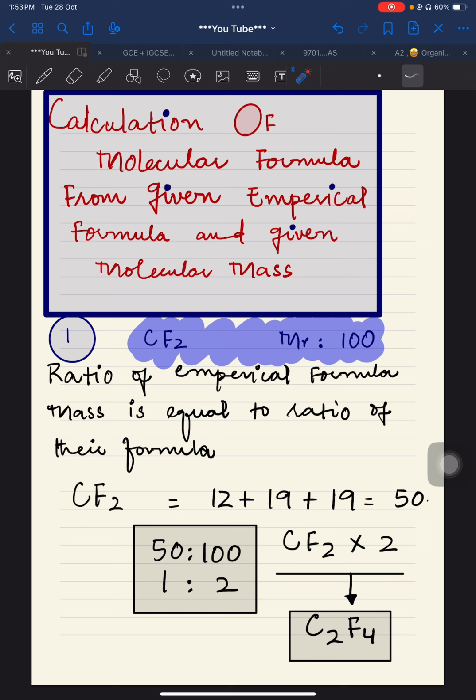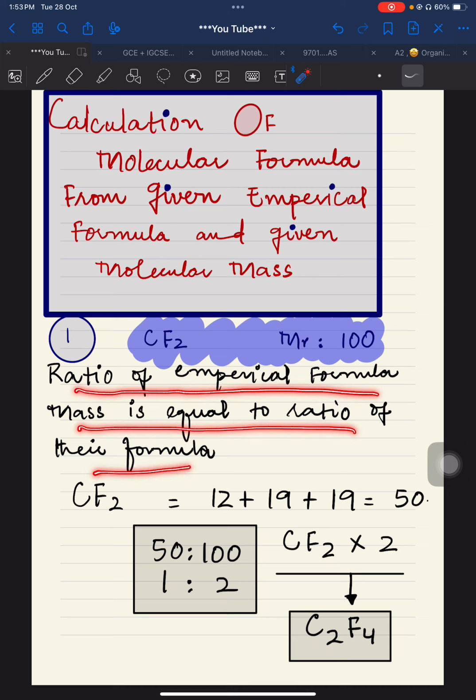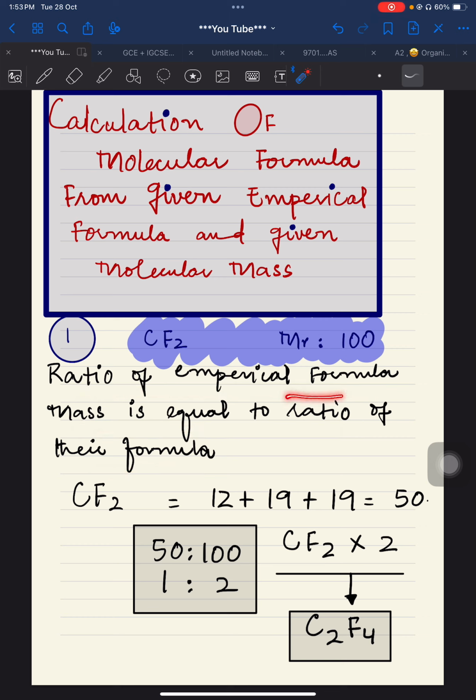Here, number one example is CF2 and the Mr value is 100. Now, what is CF2? CF2 is the already calculated empirical formula. Next, the point I have written over there, which I am spotlighting right now: the ratio of empirical formula mass and molecular formula mass is equal to their formula ratio as well. I'm going to complete that point over here.